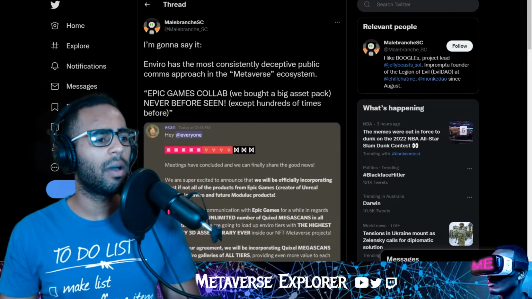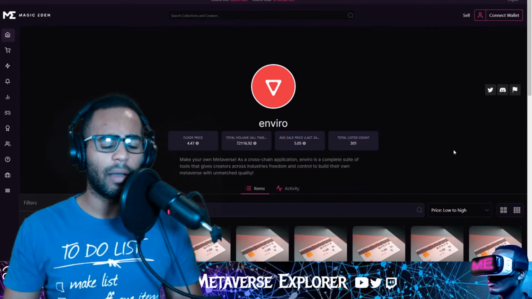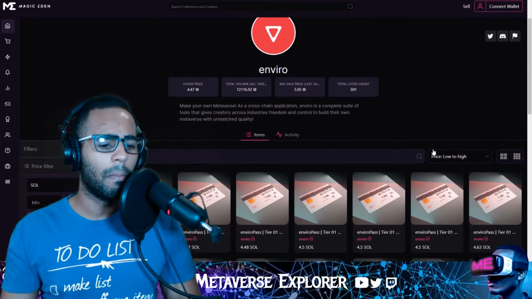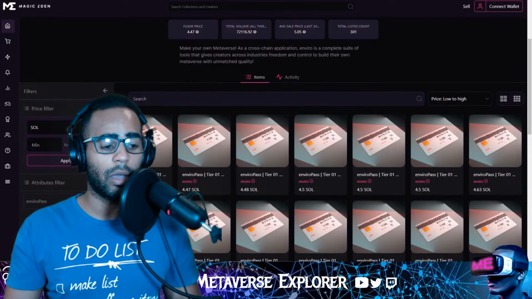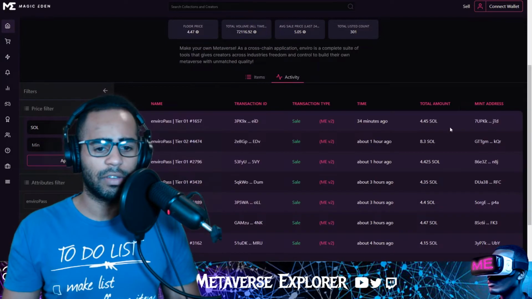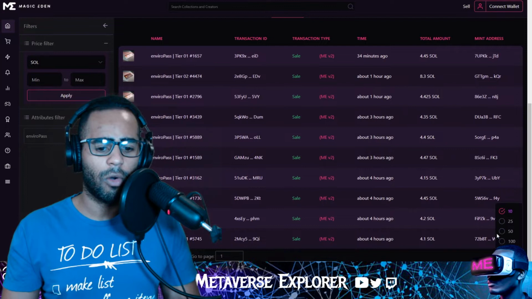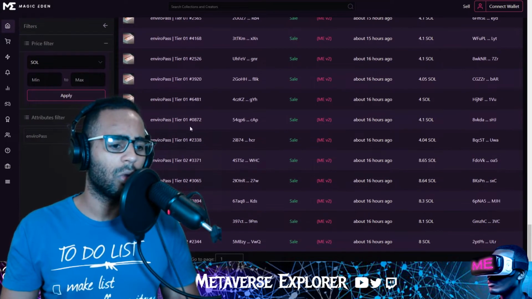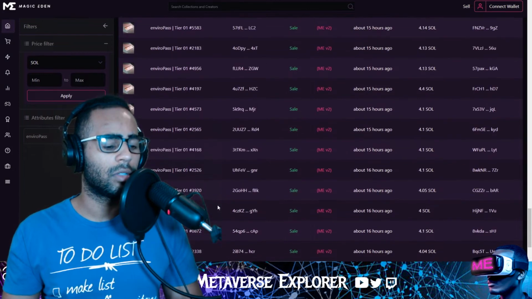This is about the Enviro Metaverse company in Solana. So they basically made, this is the Magic Eden, by the way. You can see the price at the moment is 4.4. You can see the activity round about the 4 mark, nothing below 4. Yeah, they have 2 tiers, I think more than 2 tiers, tier 0, tier 1 and tier 2.